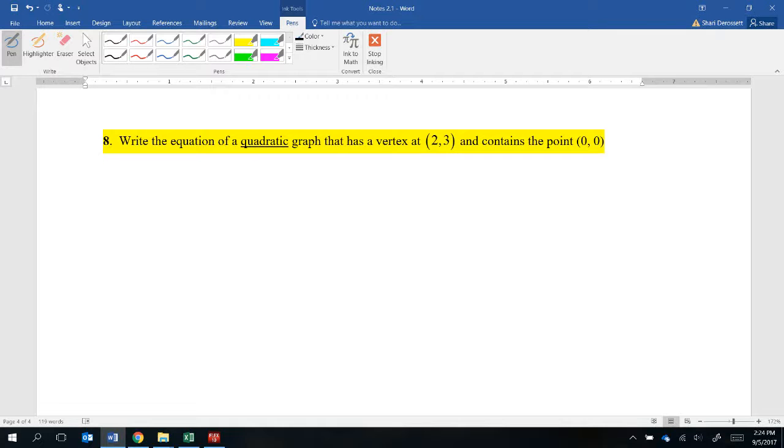We know we're going to have y equals a something, and we have x minus 2 inside of there, squared. What about the 3? What should I do? Plus 3, right? So plus 3. Okay, so we know that much. Now, the only thing we don't know is what a should be. Can anybody think of how I can figure out what a should be?